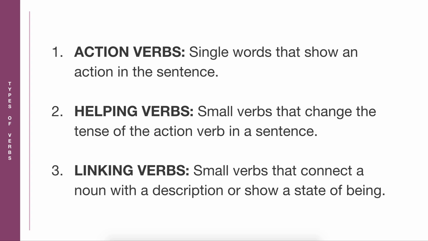And finally, we have linking verbs, and linking verbs are kind of the trickiest type of verb because those are small verbs that connect a noun with a description, or they show a state of being, like I mentioned earlier. So they are small verbs that show that something is existing, or they are small verbs that connect a noun with its description. And we'll look at examples of those in just a moment as well.